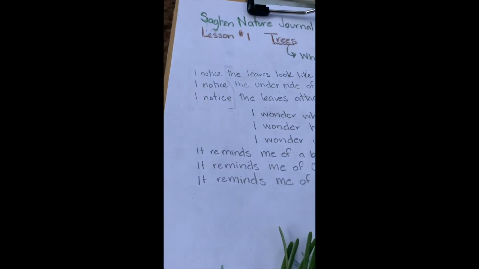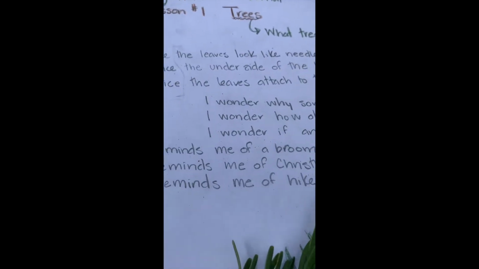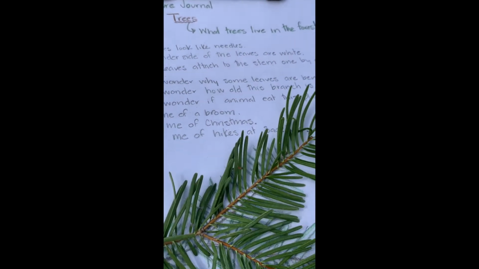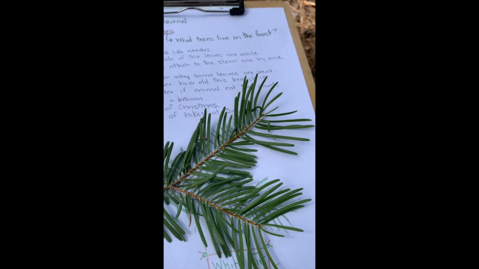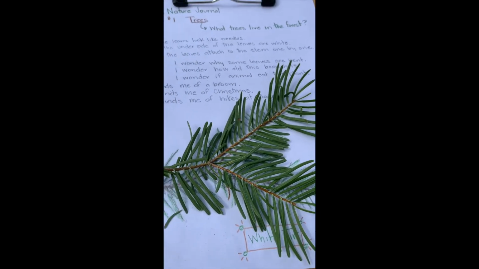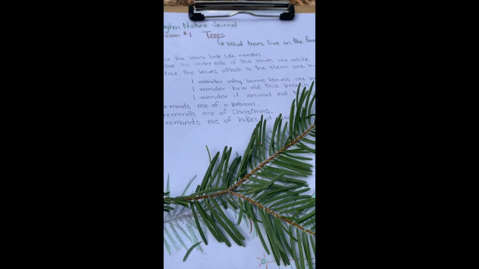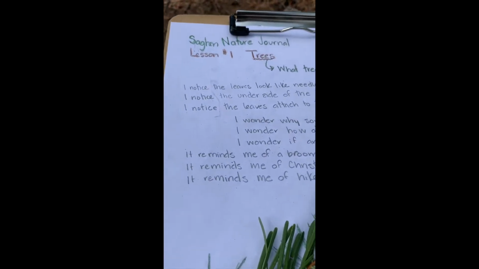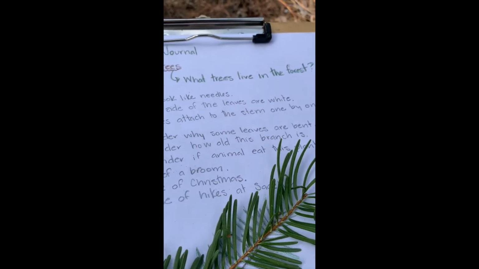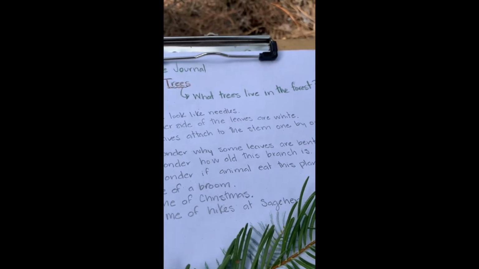Then the final set of statements are going to be, it reminds me. For those statements, you're going to look at your branch and think about what it reminds you of, and use your imagination. You can be creative with this. For mine, I wrote, it reminds me of a broom. It reminds me of Christmas. My branch also reminds me of hikes at Seichen.